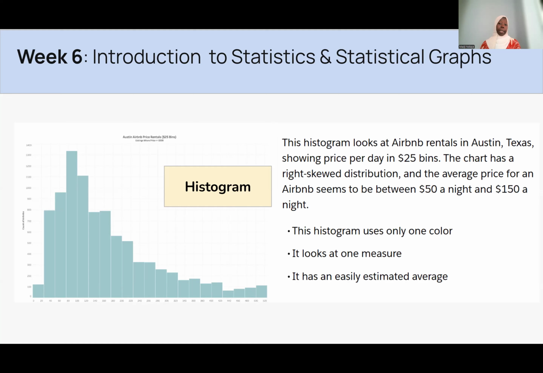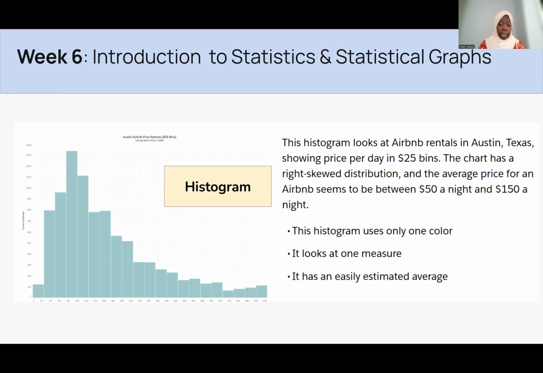This happens to be a histogram that is looking at Airbnb rentals in Austin, Texas at some point. It is showing prices using an interval of $25. And the chart is saying here that the average price seems to be between $50 a night and $150 a night. And we can really figure that out just looking at this.